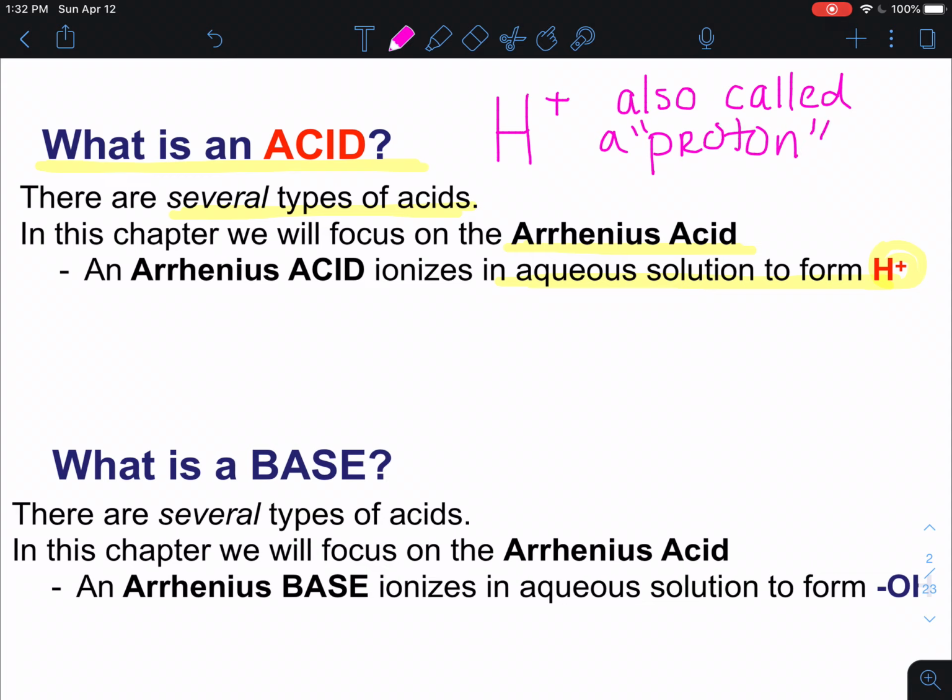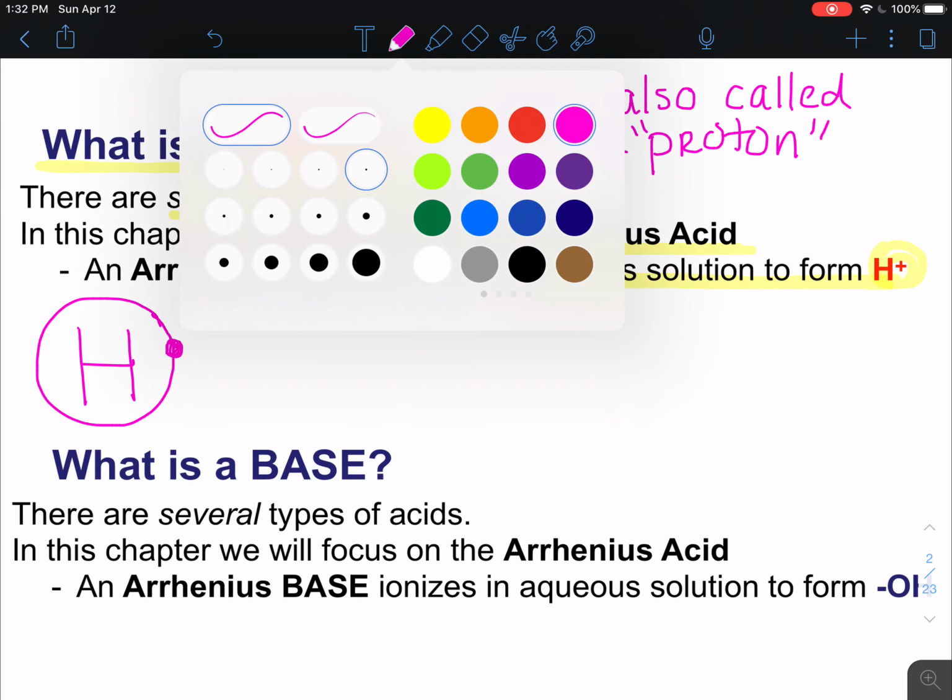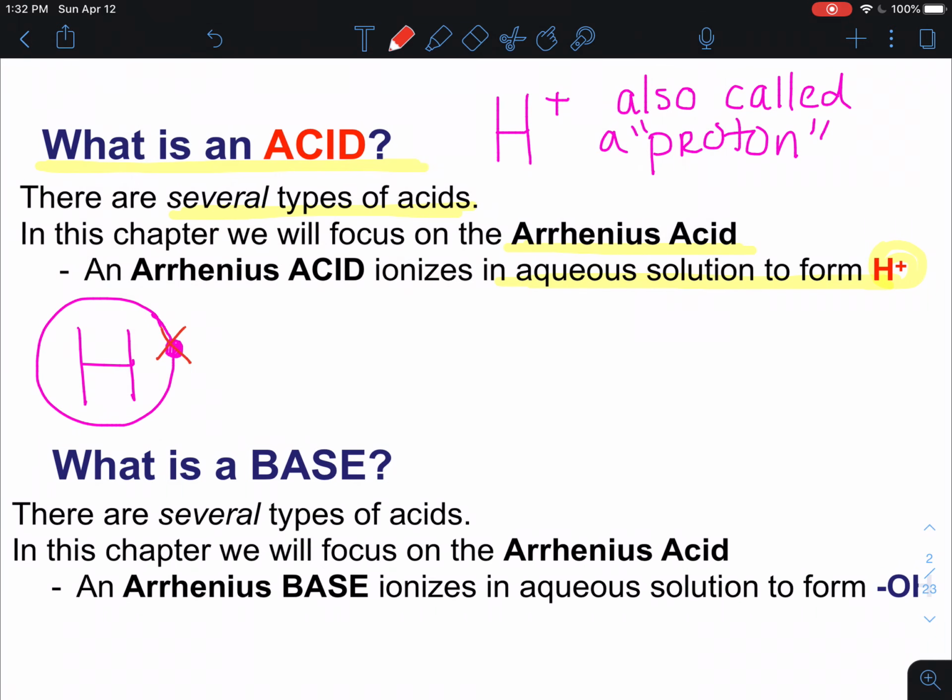Okay, H+ is also called a proton. All H+ is a hydrogen atom with one electron, and essentially it loses that electron. It gives it up. You can almost think of it like it gives up its electron like lithium would. And when it gives up its electron, it forms H+. So it's just one proton floating around. So we also call H+ a proton. That's a hydrogen atom without an electron.